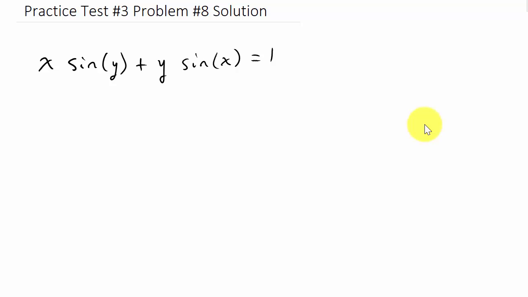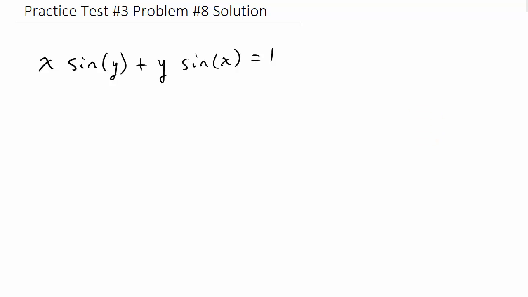Alright, so here we have the solution to problem number 8 on the third practice test for derivatives. We've got x sine y plus y sine x is equal to 1. So here we have implicit differentiation. Alright, so let's look at this.